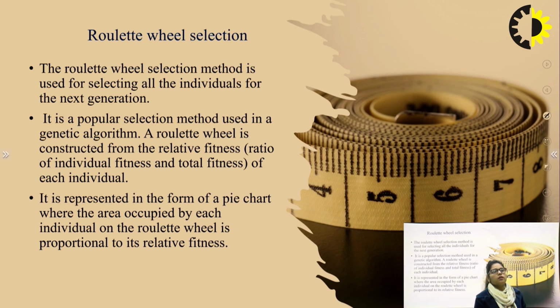It is represented in the form of a pie chart where the area occupied by each individual on the roulette wheel is proportional to its relative fitness. This is called the roulette wheel selection method, and it is generally used for selecting all individuals for the next generation.